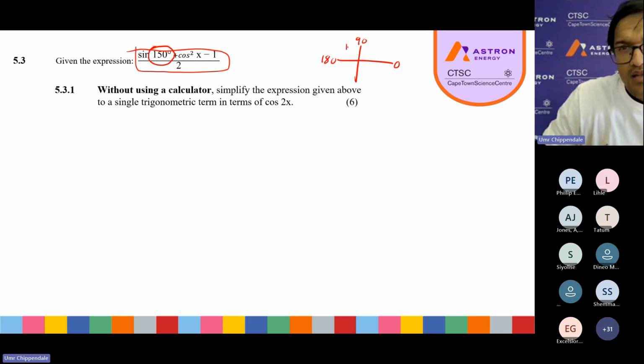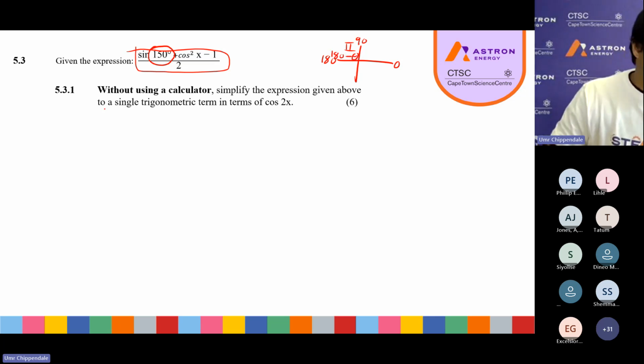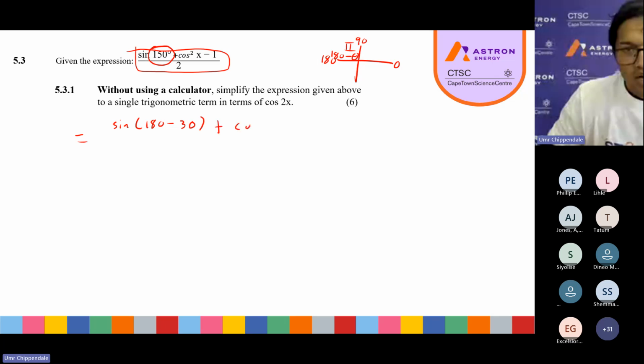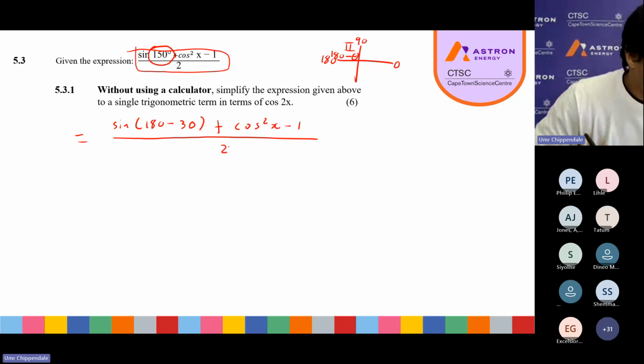That is 1, 2. All right, in your second quadrant, and then that means it's going to be 180 minus theta. So here we go. We're now going to say that is going to be equal to sine of 180 minus theta, and 150 plus 30 is, of course, going to give us 180. So that's going to be 180 minus 30, plus cos squared x minus 1, all of this divided by 2. Right, so we have it like that.